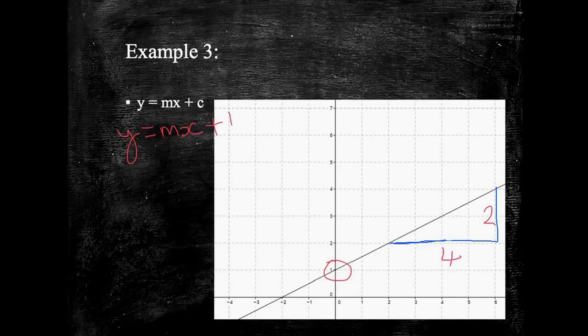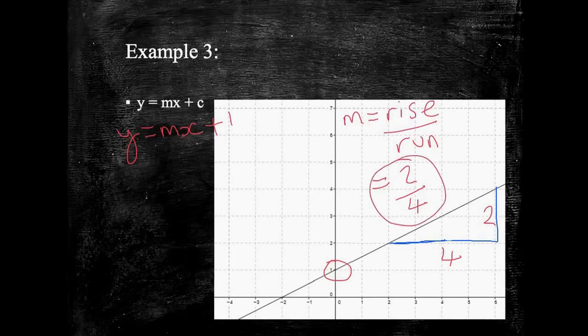So again, thinking about the fact that my gradient, the letter m, is rise over run, or, if you prefer, a change in the y direction divided by a change in the x direction. Well, the rise this time was 2, and the run was 4. It's actually given me a fraction this time, 2 over 4. Now, I know that 2 over 4 is the same as a half, so I'm actually going to write that in as a half. Okay, so this time I've got y equals a half x plus 1.